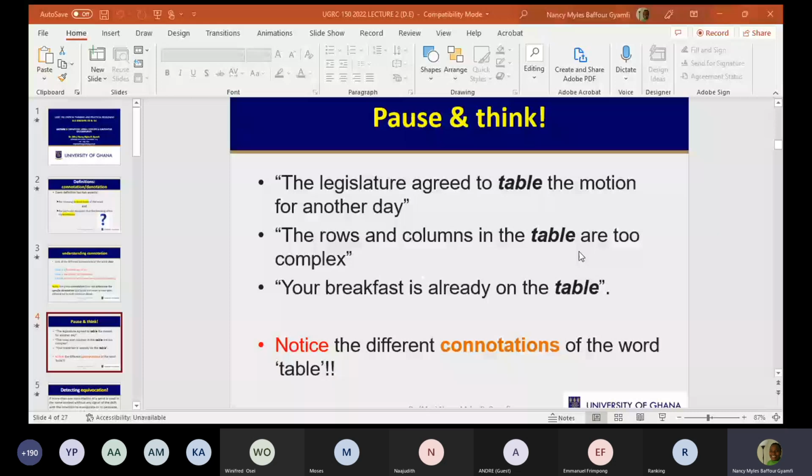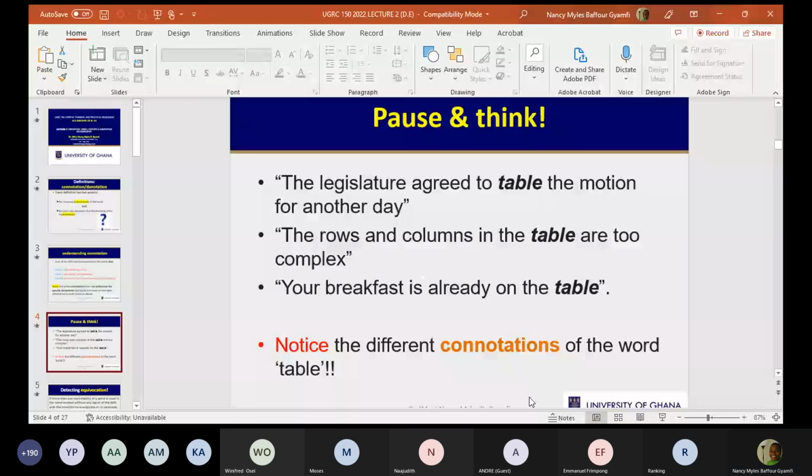I was saying that Miss Na read on the screen, the legislature agreed to table the motion for another day, to table it for another day. The rows and columns in the table are too complex. We are using the word table again. Your breakfast is already on the table. It's also a 3rd use of the word table.